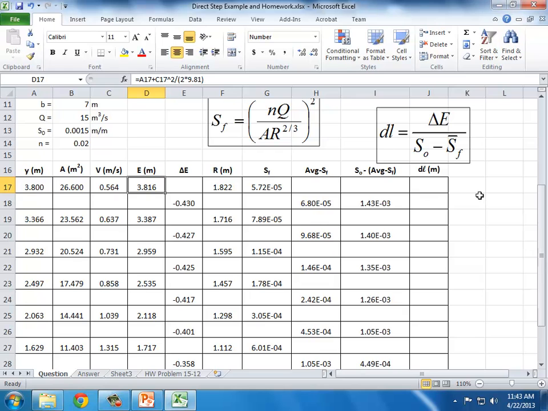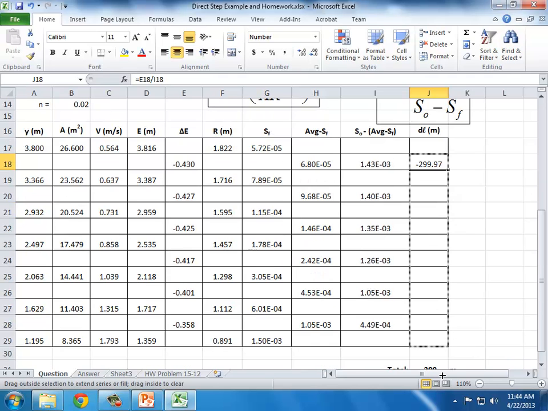The last step here to find the delta L over the increment, what we're going to say is it is the delta E that we had from over here divided by the difference between the channel slope and the average energy grade line slope. So the last step is pretty anticlimactic when we're just doing one cell divided by another. And what that tells us is that it takes 300 meters for it to go from 3.8 meters of depth to 3.67 meters of depth. So that is the distance just between these two depths. And so we apply that same thing everywhere else.